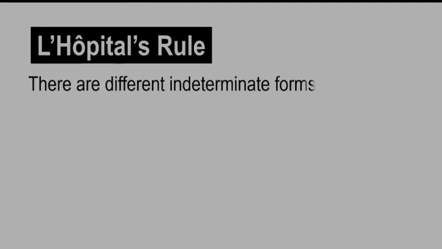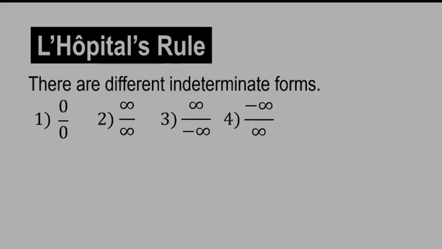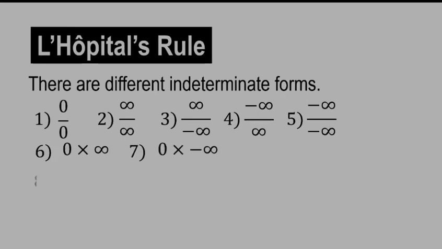There are different indeterminate forms. Number 1, 0 by 0. Number 2, infinity by infinity. Number 3, infinity by negative infinity. Number 4, negative infinity by infinity. Number 5, negative infinity by negative infinity. Number 6, 0 times infinity. Number 7, 0 times negative infinity.